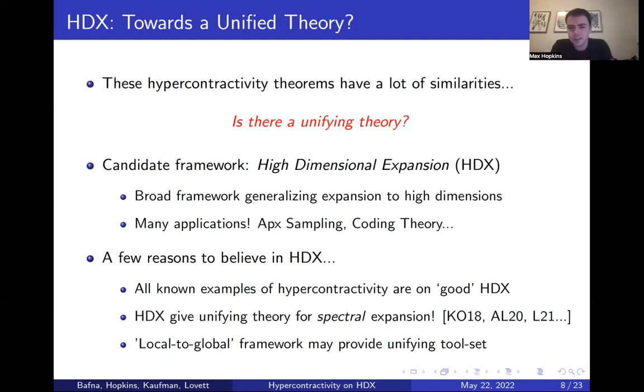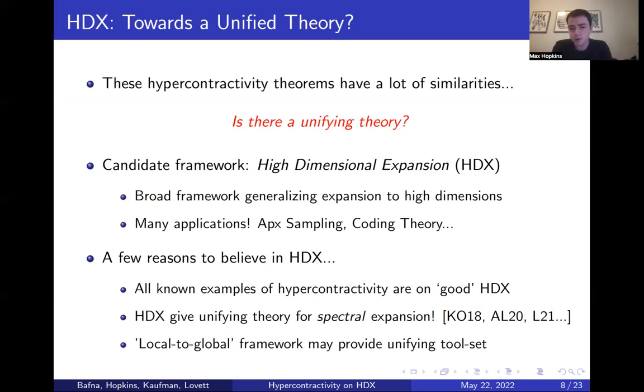A second reason to believe it is that we already know a weak version of this conjecture. It turns out that HDX already give a unifying theory for what's called spectral expansion. I don't want to go too much into the exact details of all these different types of expansion, but I think it's fair to say morally that you can think of this as a weaker version of what we want to prove. It looks at only the second eigenvalue instead of all eigenvalues, but I think it's reasonable to think of it as a weaker version of the conjecture that we already know is true.